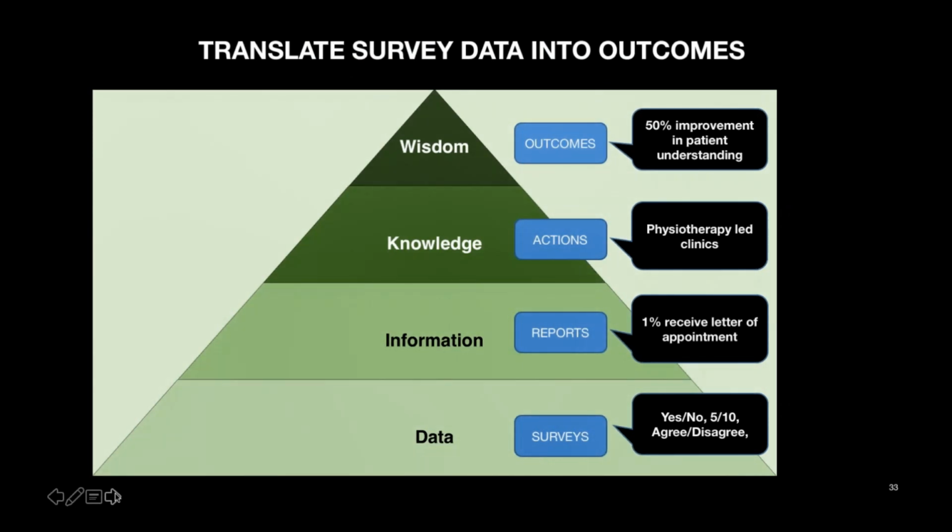Now here's a really important thing when you're talking about how you translate survey data into outcomes. It's really, really important for you to understand this hierarchy of going from data to information to knowledge and wisdom. This is the data hierarchy, and it's very important. When you do surveys and you ask questions that are yes, no, scoring out of 5 or 10, agree, disagree, that's data, okay? Now, when you actually start to translate them into reports, that's information. For example, when you get information that only 1% of patients received the letter of appointment, that's information.